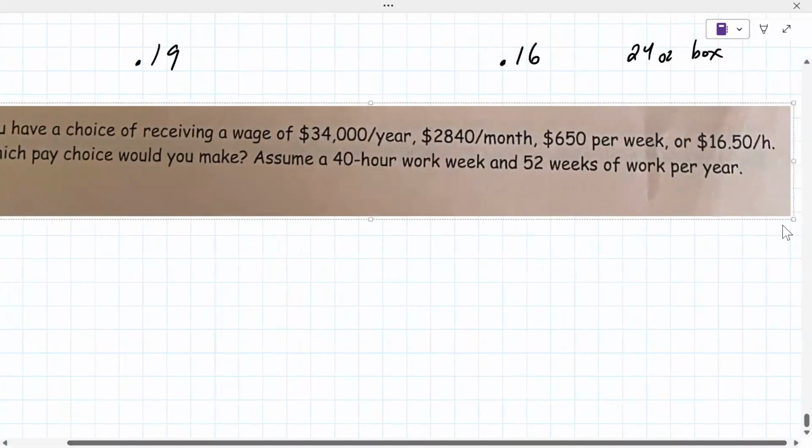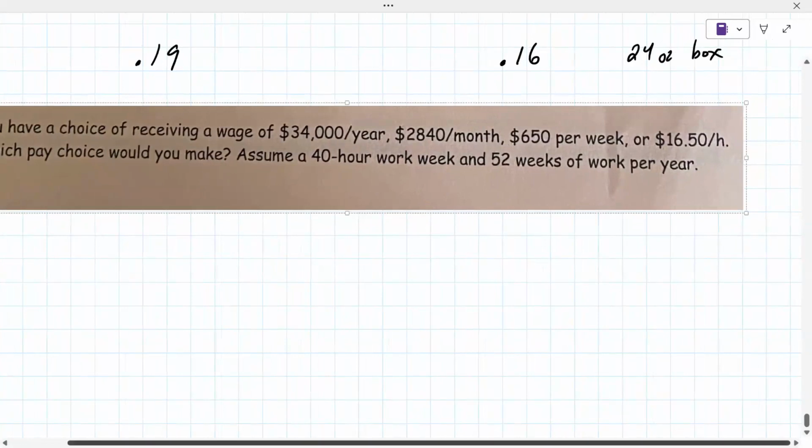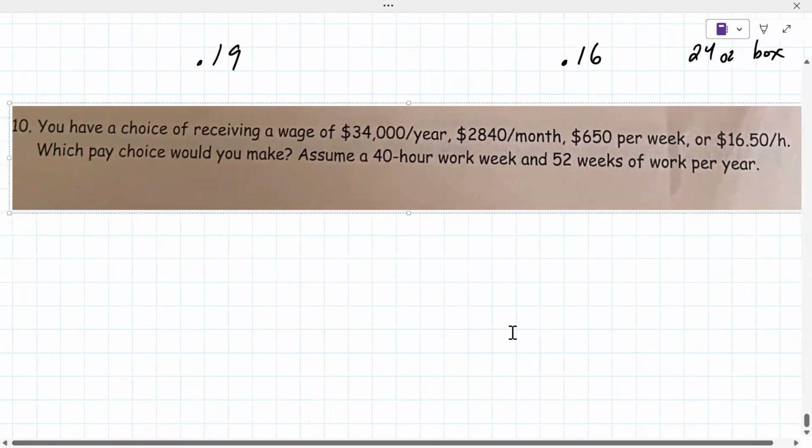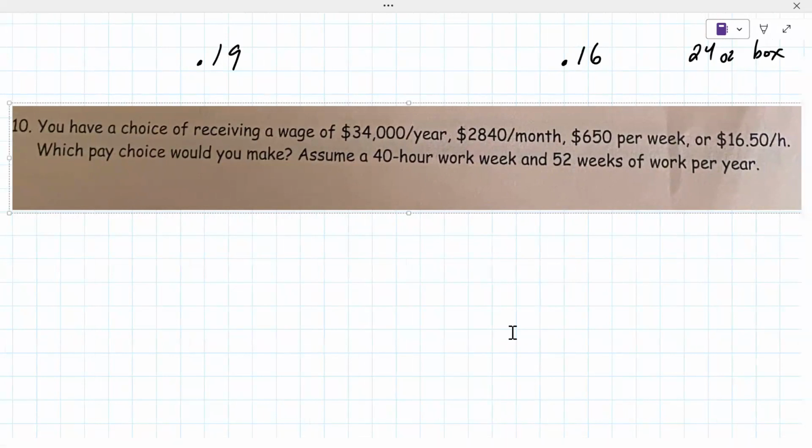All right. This one's probably pretty intuitive. Oh no, it's not, because you have to do the full calculations. You have a choice of receiving a wage of $35,000 a year, $2,480 a month, $650 per week, or $16.50 per hour. Which pay choice would you make? Assume a 40-hour work week, 52 weeks of work per year.